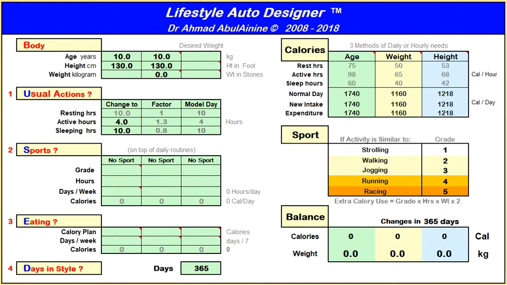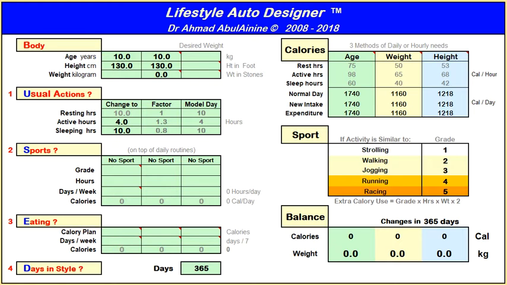Obesity is a worldwide, rapidly increasing epidemic, and lifestyle could be the way forward to tackle it. However, we don't have exact ways of advising about the lifestyle changes that are necessary. Therefore, Dr. Ahmed Abulanin will show you how to use a lifestyle auto designer so that we could achieve that goal in a reasonable way.